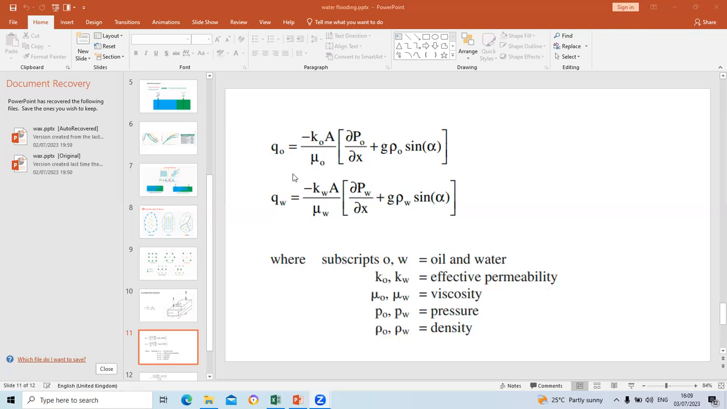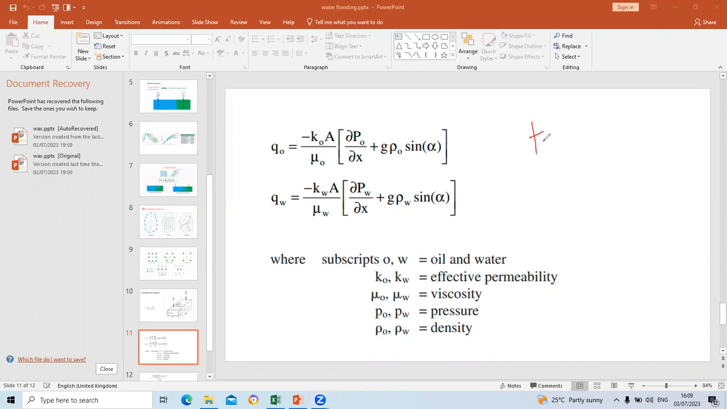So all of this is still the same thing. We are talking about the flow rate of oil, then the flow rate of water. Remember that the permeability of oil can be replaced with relative permeability. We talked about relative permeability at one point, in our first session last week. So the permeability of oil will be equal to the absolute permeability multiplied by relative permeability.